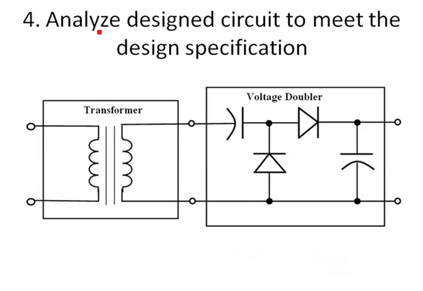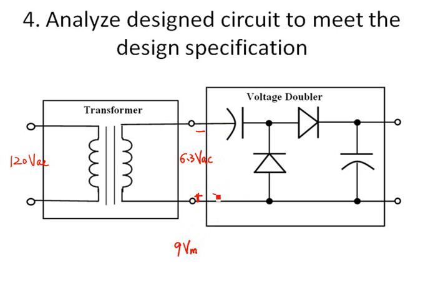The next step, we need to analyze the design circuit to meet the design specification. So the first part, ideally the input is 120 volts AC. The output is 6.3 volts AC. So the amplitude, the peak value, should be 6.3 times square root of 2. That is around 9 volts. The voltage doubler will convert the 9 volts peak value to a DC signal at 18 volts.